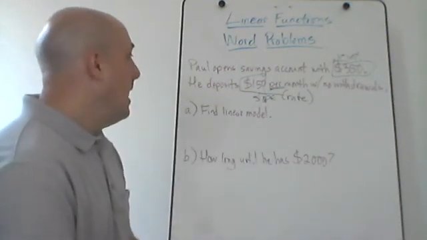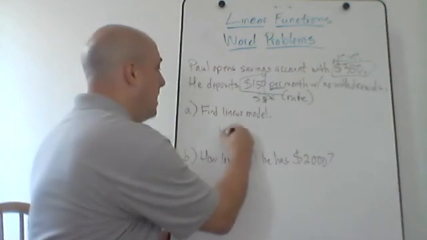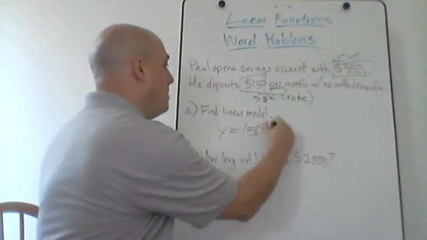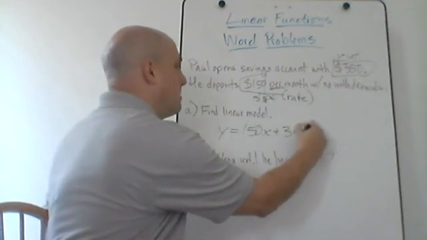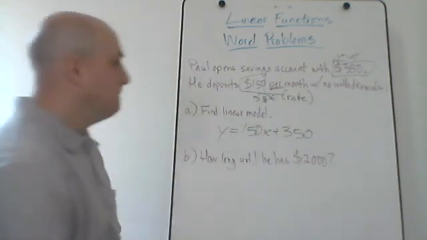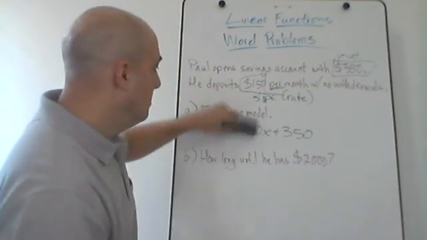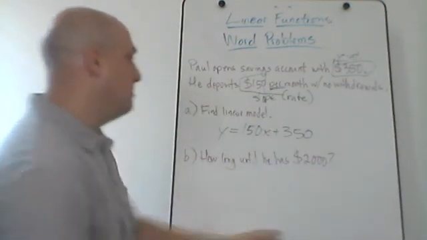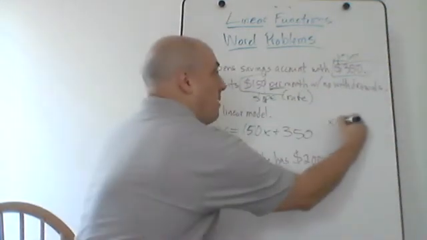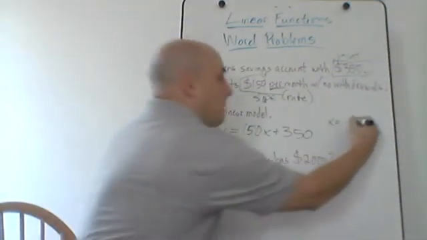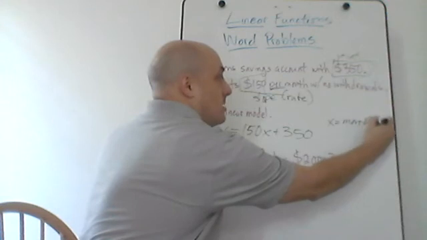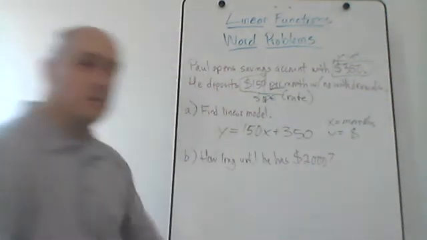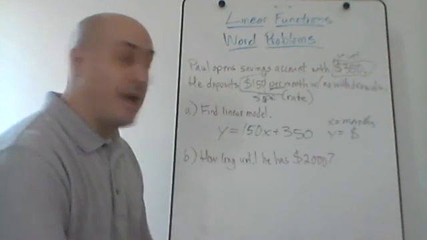All right, so I can write my function, or my linear model, as y equals 150x plus 350, where x equals months, the number of months since he opened up his account, and y is dollars, the number of dollars that he has in his savings account at that time.